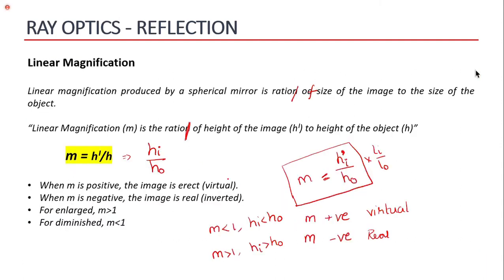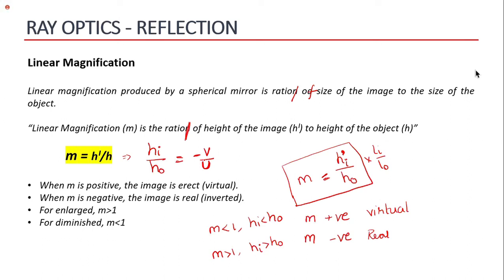Here also take this as minus v by u. Height of the image divided by height of the object is equal to magnification, which is equal to minus v divided by u. That also you take. Formula.